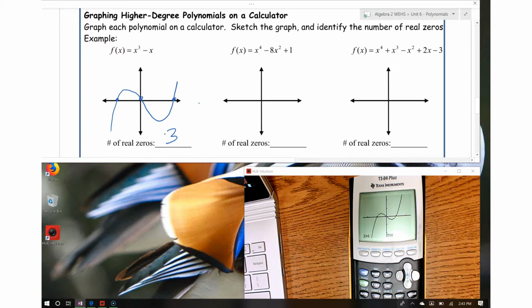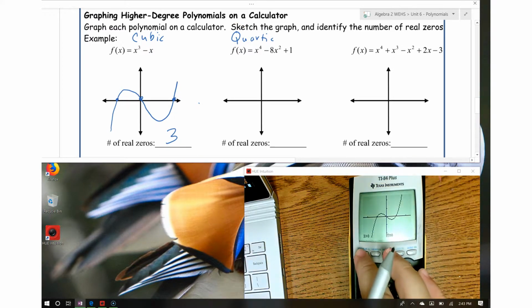Okay? So now we're going to graph the next function. By the way, this was called a cubic function. I told you it's a cubic function because of the highest power, which is the degree, is 3. This is quartic.